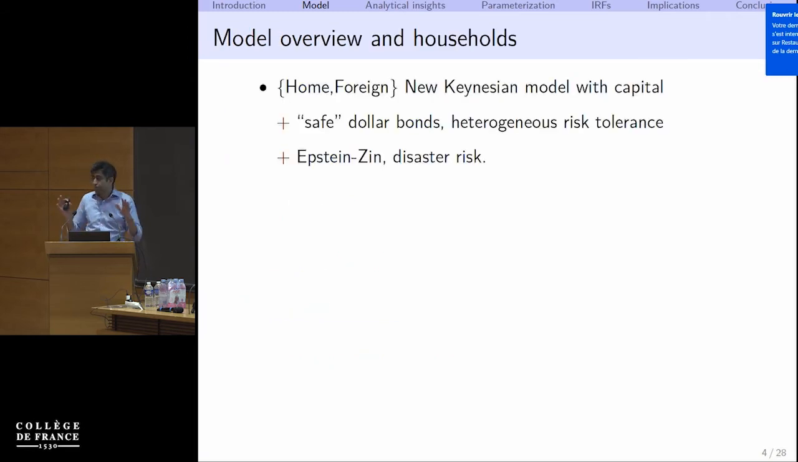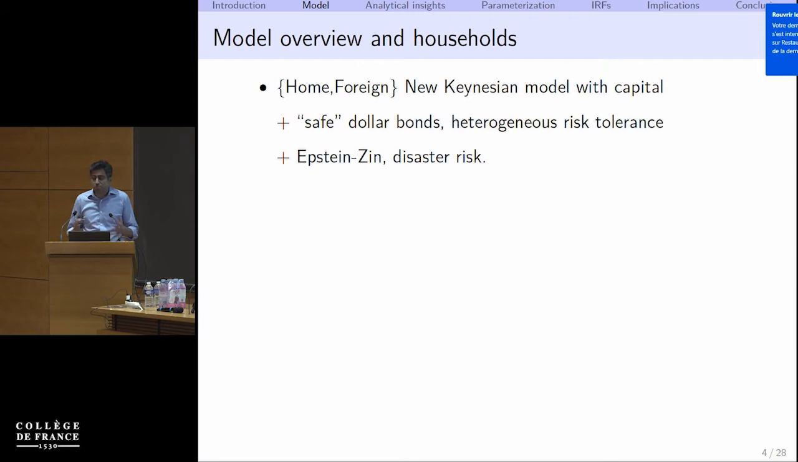So the basic structure of the model is a 2-country new Keynesian model with capital, home and foreign. I want to think about the US and maybe other G10 currency countries. For reasons I'm happy to talk about later, I think the model better speaks to countries that are otherwise symmetric, and that's why I'm not going to naturally think about it as applying to emerging markets, although that would be a very interesting extension.